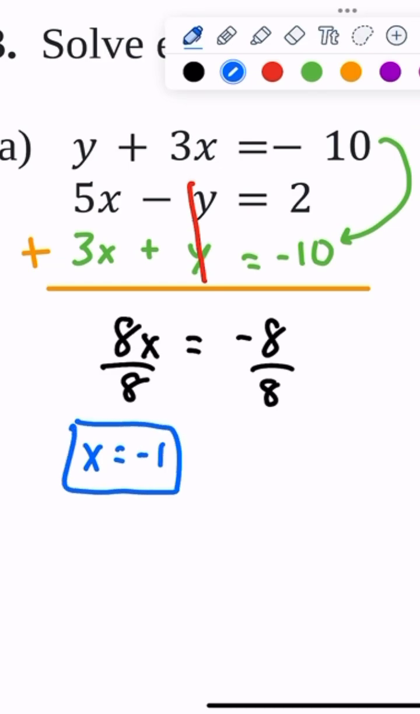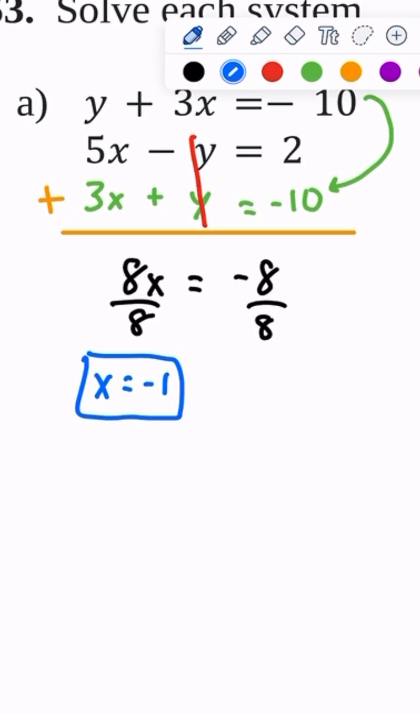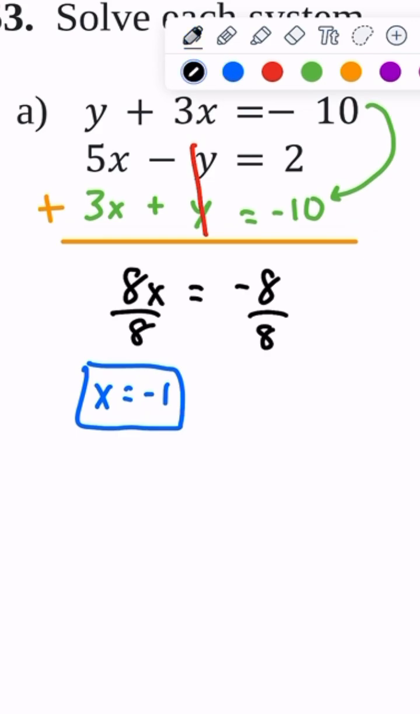Now remember, we're not done, right? We need to solve for both x and y. So I'm going to go ahead and plug it into the top equation, right? You revert back to substitution. So it looks like this: y plus 3, and now we're not going to write x. We're going to write what x equals, and that is -1, equals -10, and we solve for y.